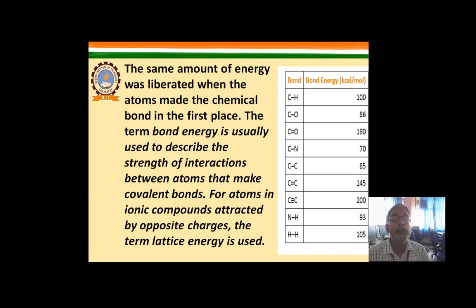Here in the figure you can see the bond between C and H is equal to 100. Oxygen and carbon 86. Carbon equal to 190. C and 70. CC 85. Like this.